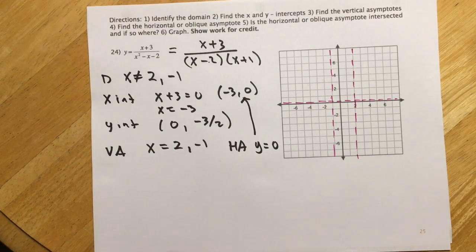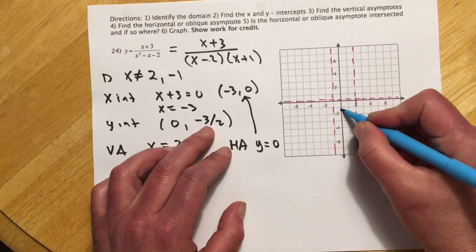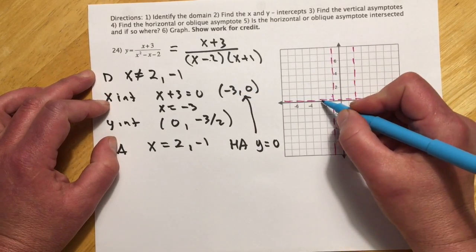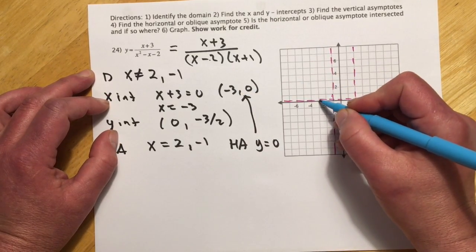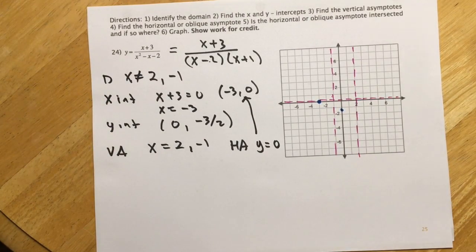And then we can get our intercepts. So we have a y-intercept at negative 3 halves, so that'd be about there. And we have an x-intercept at negative 3, so that would be about here. And then from that, we can get the graph.